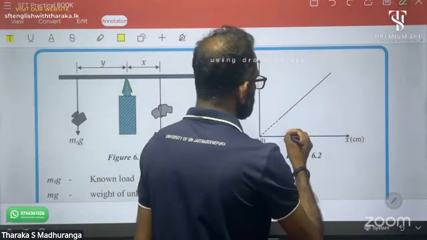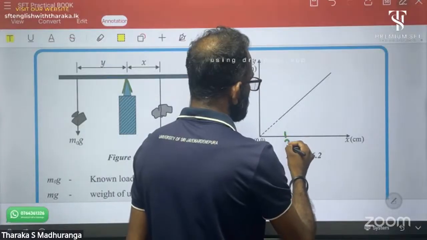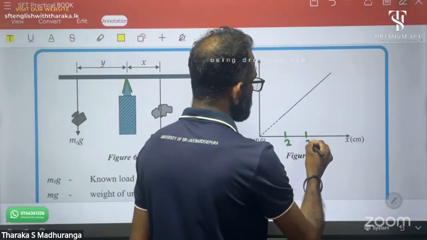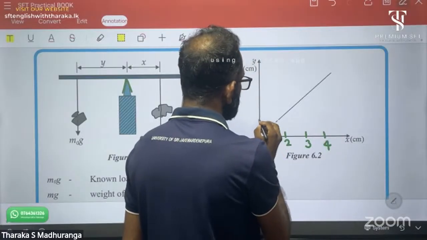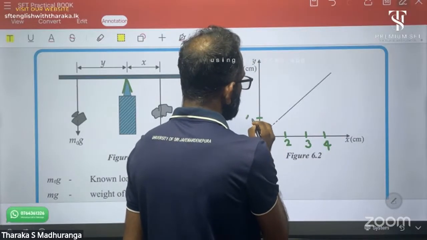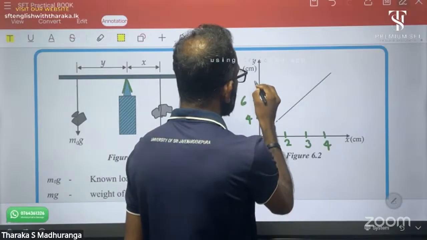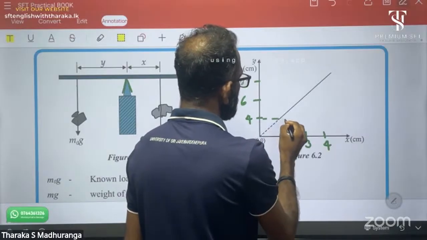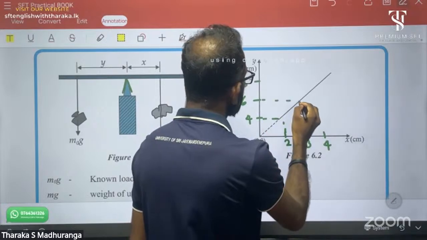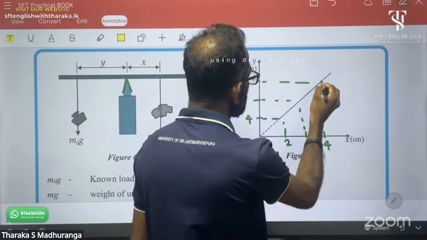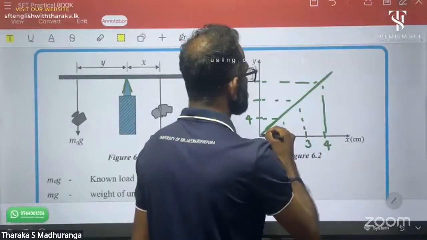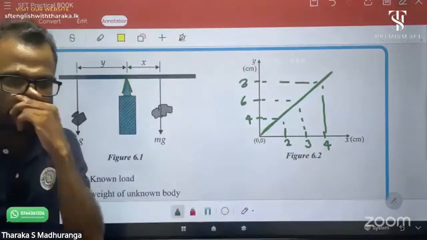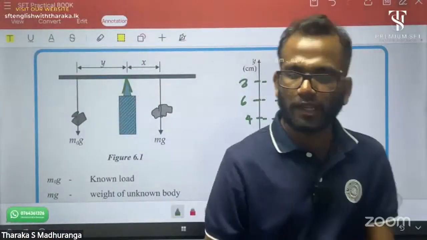The x distance was 2, 3, 4. The y distance was 4, 6, 8. Then you can get a graph. The graph is like this. This is the graph obtained by this experiment.